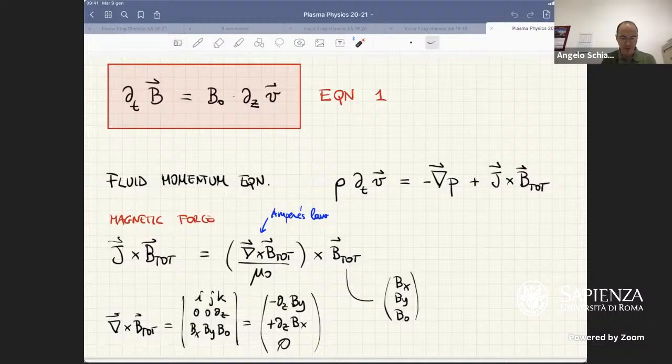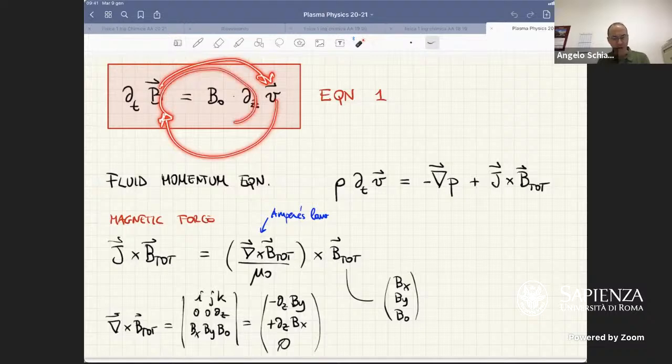Now we have to somehow couple the fluid velocity back to the magnetic field in order to initiate the wave phenomenon. So that one perturbation in the B field produces a perturbation in the fluid velocity that in turn generates another perturbation in the B field, and so the wave starts propagating. Okay, so the equation that we need is the dynamical equation for the velocity field.